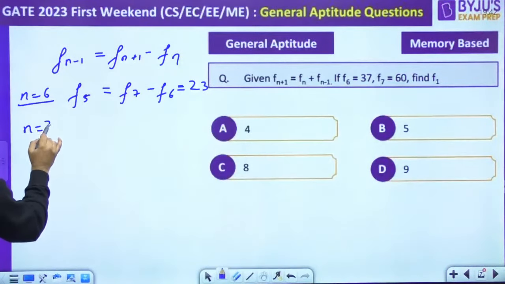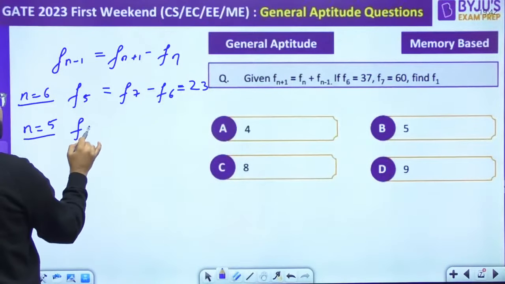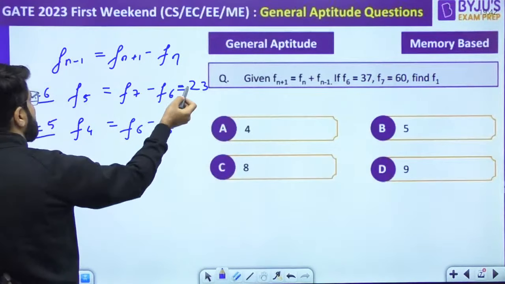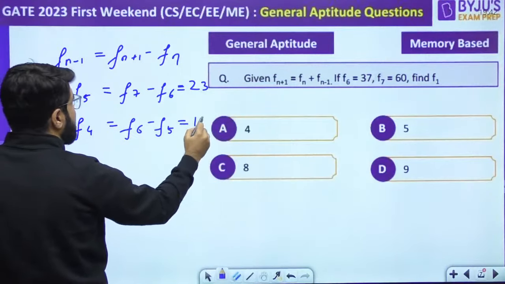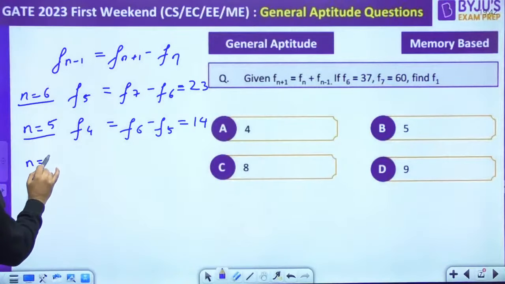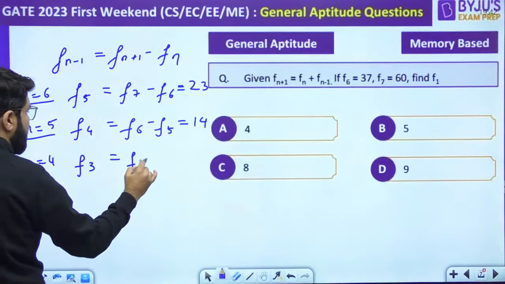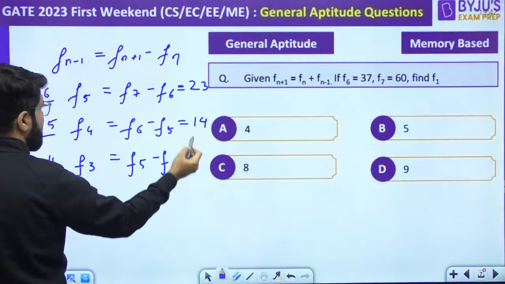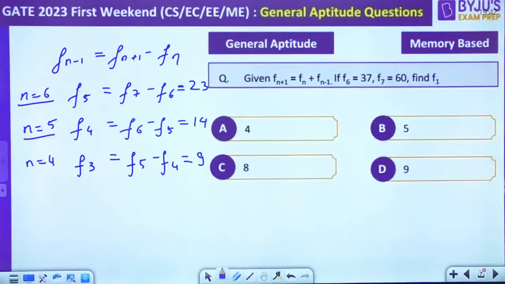Then if I talk about the n equal to 5, I'll get f4, and that is equal to nothing but f6 minus f5. F6 is given as 37 minus 23, that will be the 14. So similarly, I'll take n equal to 4, I'll get f3, and that will be equal to f5 minus f4. What is the value of f5? That is 23 minus 14. ये दोनों का 9. Just consecutive difference will keep coming. That is equal to 9.